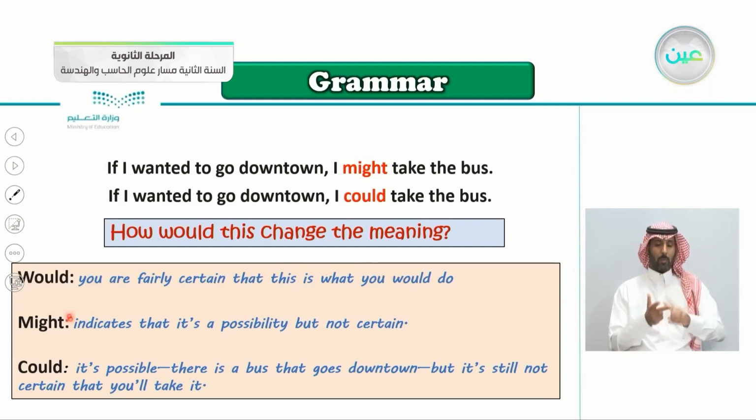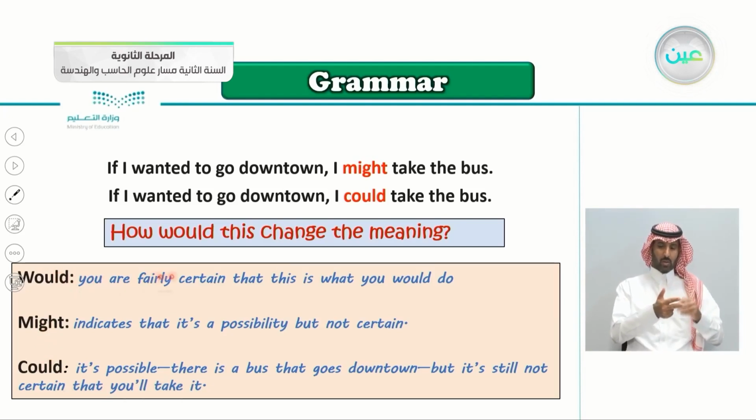If you say might, this indicates that it's a possibility, maybe, but not certain. I might take the bus, I'm not sure. I might take the bus, maybe the taxi, I don't know. Could means that it's possible. So could indicates the possibility. There is a bus that goes downtown, but it's still not certain that you will take it. So this is the difference between would, might, and could.